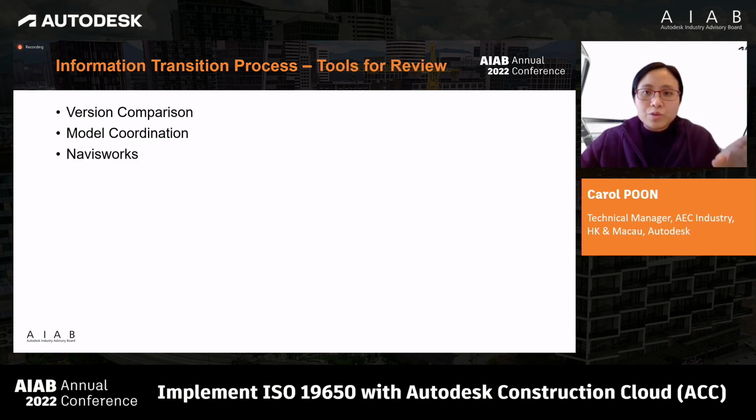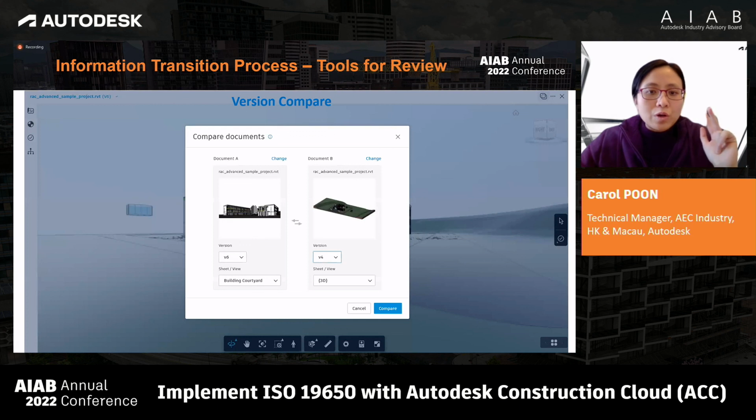So the tools for review, I've mentioned some of them. We have three major tools for review. First of all is the version comparison. And then second is the model coordination module in ACC. The third one is the traditional tool, Navisworks.